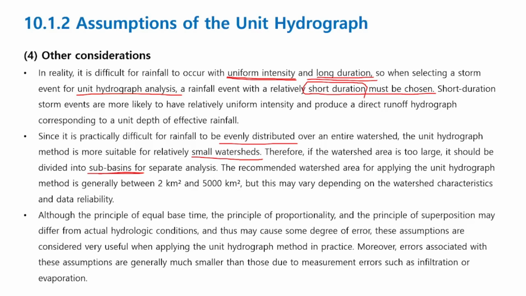The recommended watershed area for applying the unit hydrograph method is generally between 2 km² and 5,000 km², but this may vary depending on the watershed characteristics and data reliability. So in a real life situation, we have to divide the basin or the entire watershed into different sub-basins, and this is what we do when we do research as well.